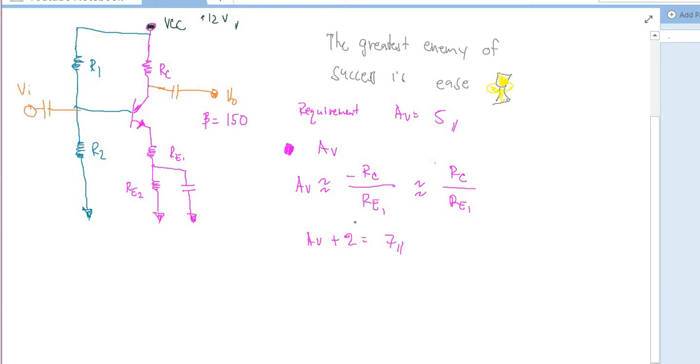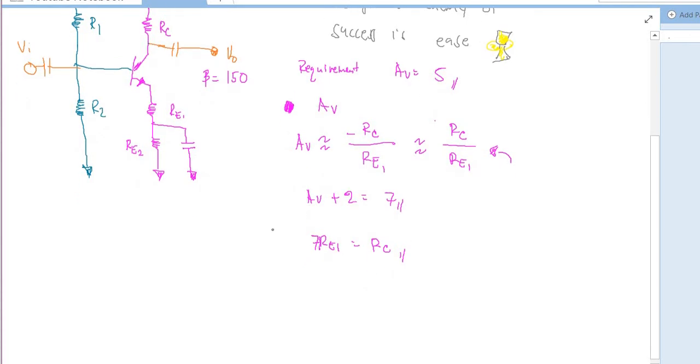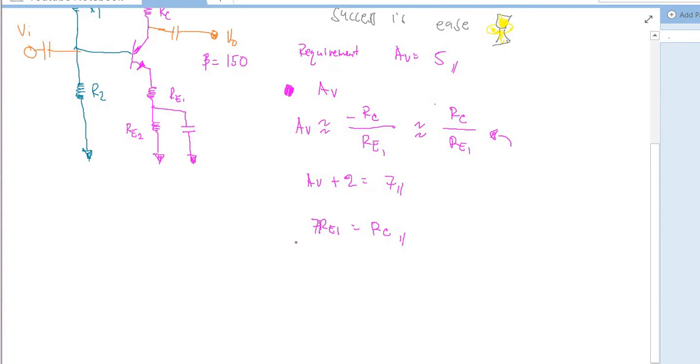Therefore, manipulating this equation results in 7 RE1 equals RC. So that's our first equation. The second equation would be the Q point, the operating point.